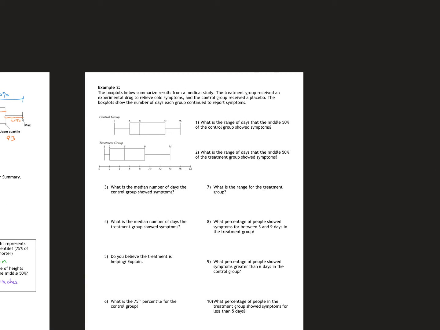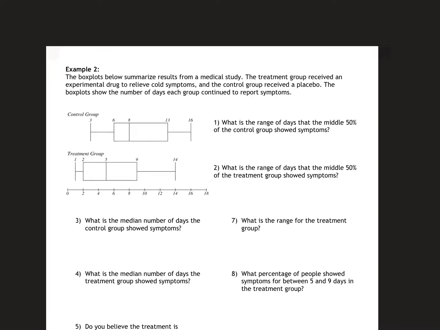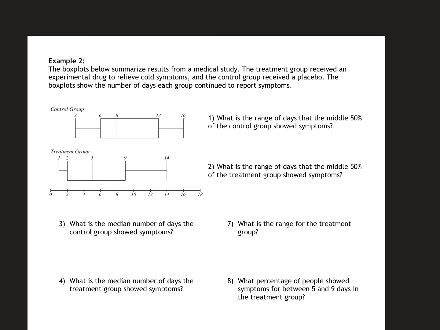All right, so let's take a look at this. The box plot below summarizes results from a medical study. The treatment group received an experimental drug to relieve cold symptoms, and the control group received a placebo. So the box plots show the number of days each group continued to report symptoms. So you got your control group, which is the placebo, and your treatment group, which is what had the medicine.